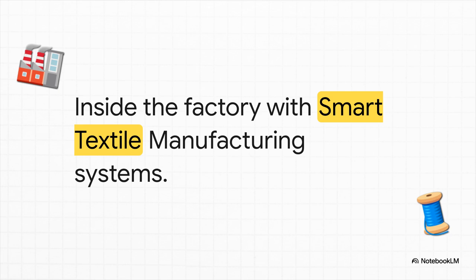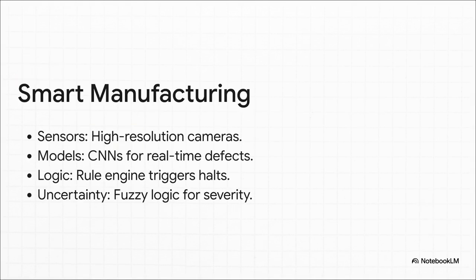For our third and final case, let's step off the streets and inside a factory to take a look at smart textile manufacturing. This system is honestly a masterclass in hybrid decision modeling. It's processing high-resolution imagery from the production line, right there on the edge. It uses convolutional neural networks to spot incredibly subtle visual defects in the fabric.